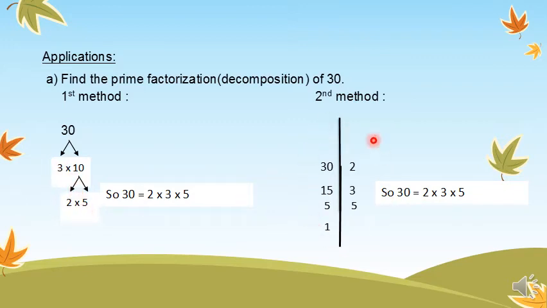Now, look at the second way. The second way is new to you, but it's easy. Put 30 here, and we have to use only prime factors. 30 is divisible by 2, so the answer will be 15. We write the answer here. 15 is divisible by 3 and by 5. If I divide it by 3, the answer is 5. We are putting the answers here and the factors to the right. 5 divided by 5 will give me 1. So 30 is equal, looking at the prime factors to the right, to 2 times 3 times 5.